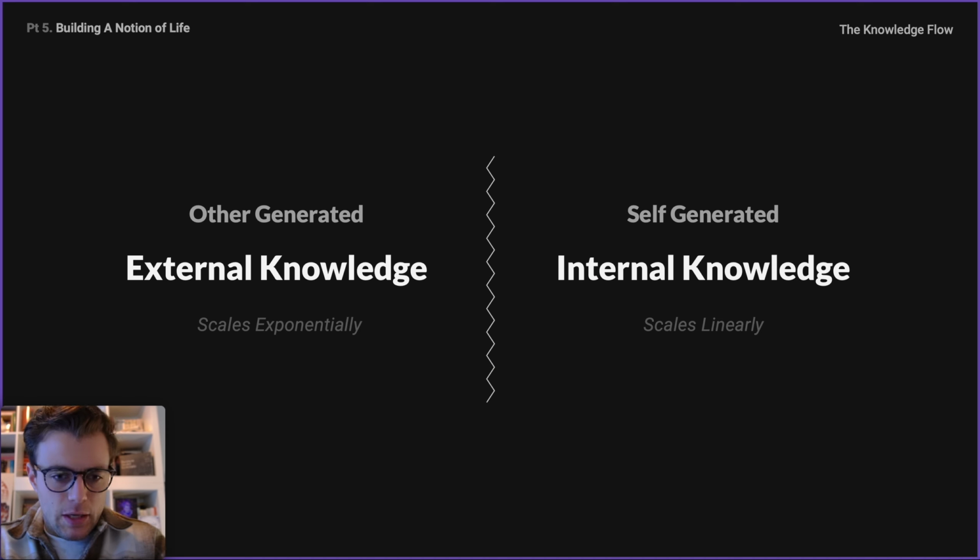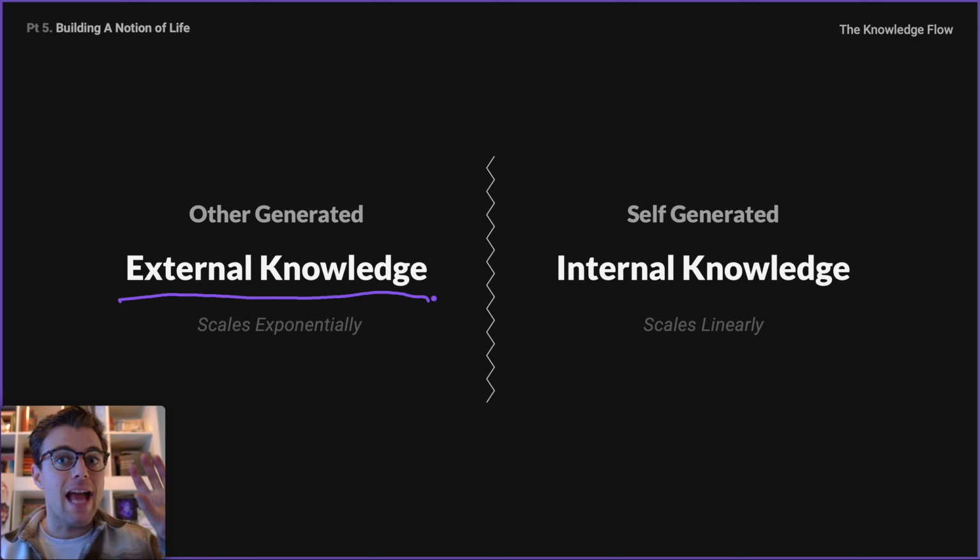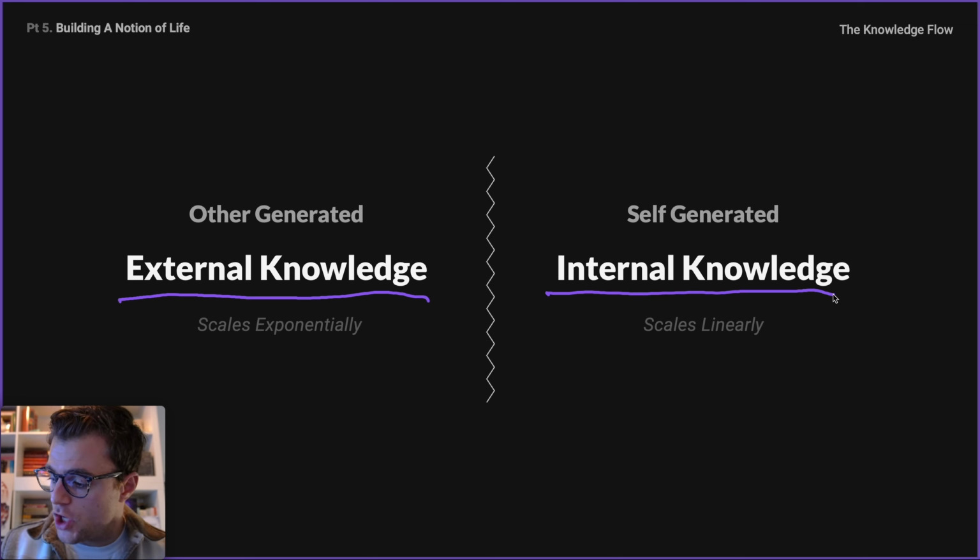A last note, I briefly mentioned this a few minutes ago. There are sort of two types of knowledge. One type of knowledge is the externally generated knowledge. And this is all of the knowledge that the outside world, people outside of ourselves, have generated. On the other side, we have the internal knowledge, which is all of the knowledge that we ourselves have generated.